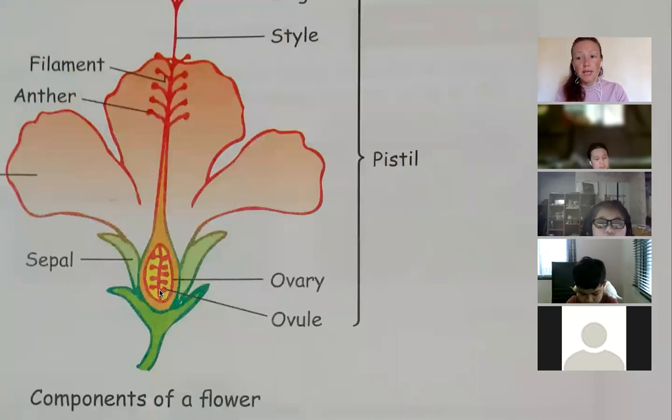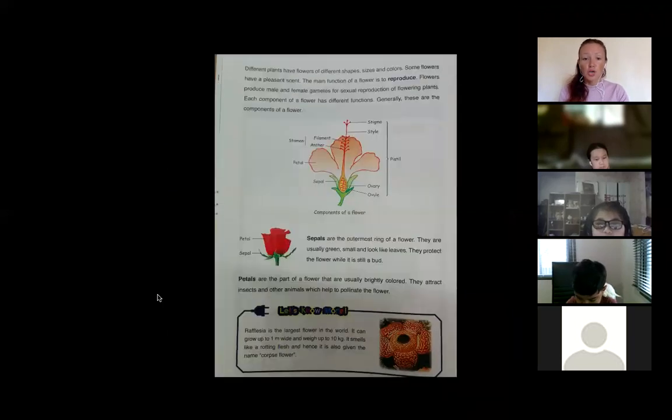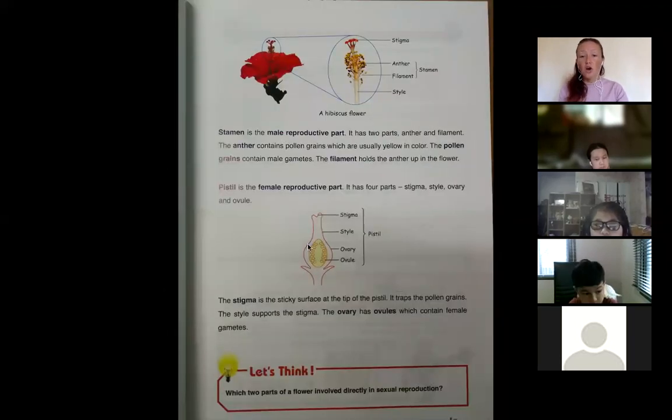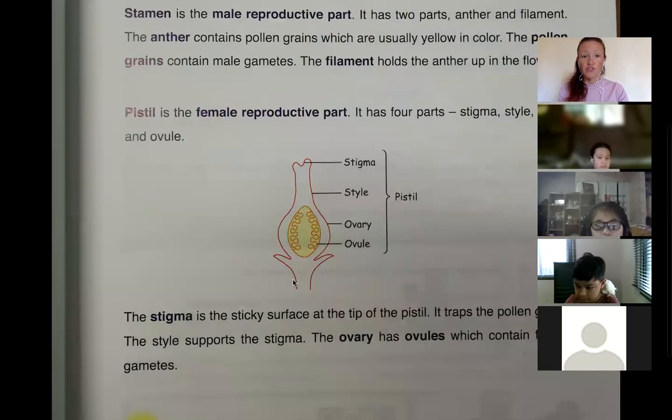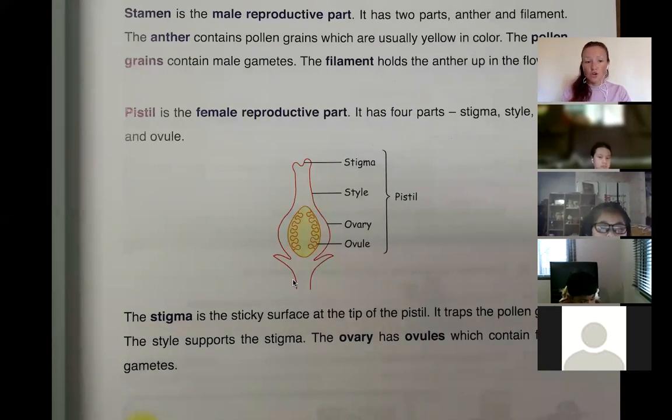Yes, it's quite complicated, but you're in grade 4 already and you have to know that. You have to read about it and learn about it to get more information, because in grade 5 it's going to be much more complicated, not so easy. And there will be a lot of new words, of course.